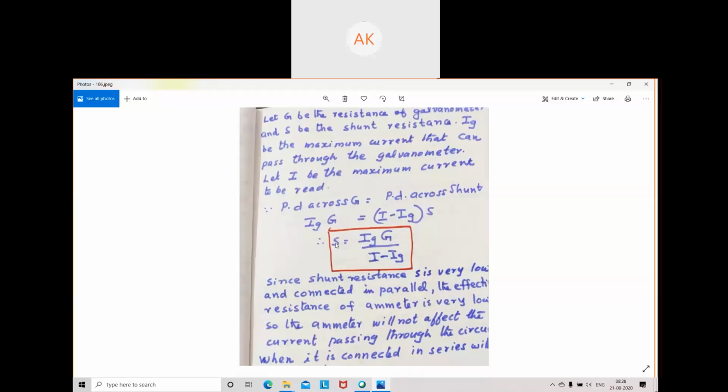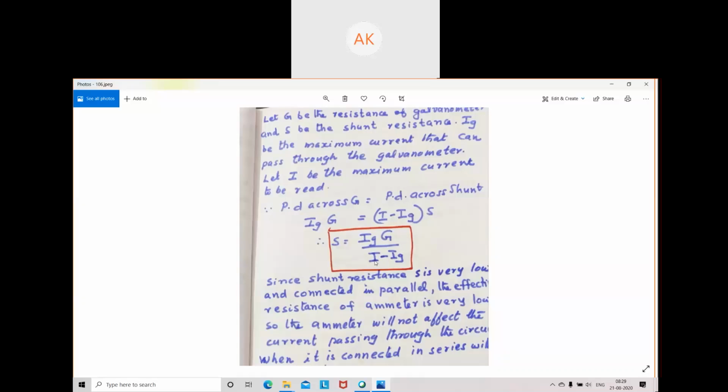What is meant by S? Shunt resistance. What is Ig? Ig is the maximum current flowing through the galvanometer. When I current is sent through the main circuit, Ig current flows through the galvanometer. That means it shows full scale deflection. That is the maximum current that can be sent through the galvanometer. Remaining current is flowing through the shunt resistance, I minus Ig.